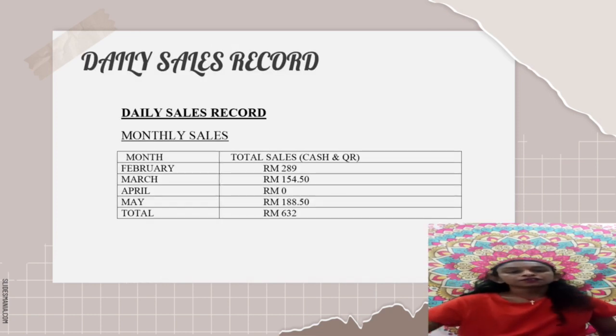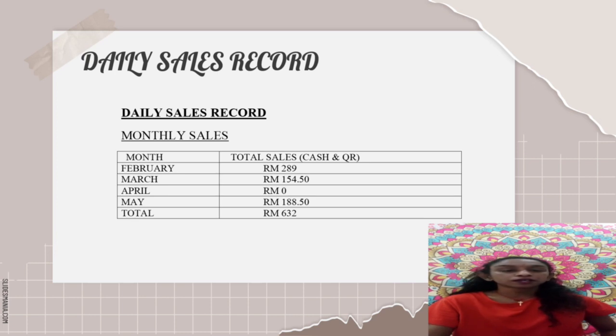Lastly, let's have a look at the daily sale record of monthly sales. For the first month, February will be 289 ringgit, March will be 154 ringgit 50 cents, April will be 0, and then followed by the last month, which is May, will be 188 ringgit 50 cents. So the total of the monthly sales will be 632 ringgit.